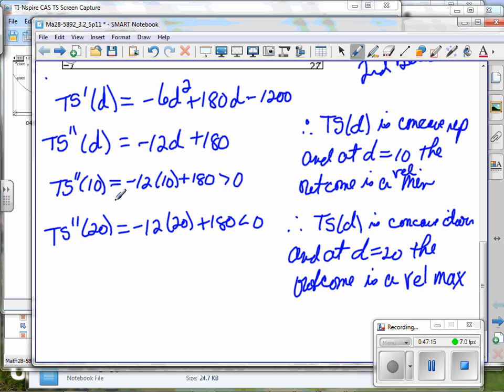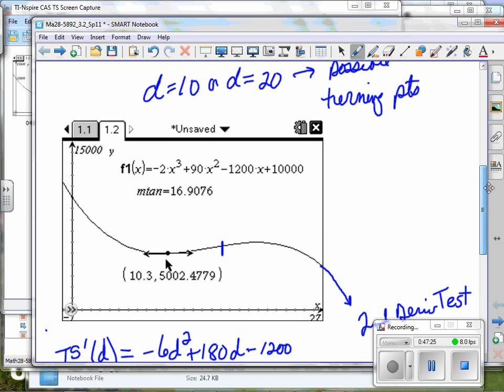Okay, so if we look at those possible turning points, we find out that at 10, the second derivative is positive, and at 20, the second derivative is negative, which means, again, that it's concave up, and then it becomes concave down. So now the question is, what's that magic point where it changes concavity?